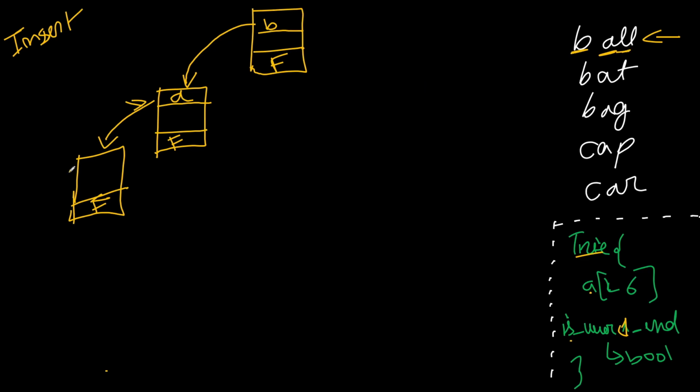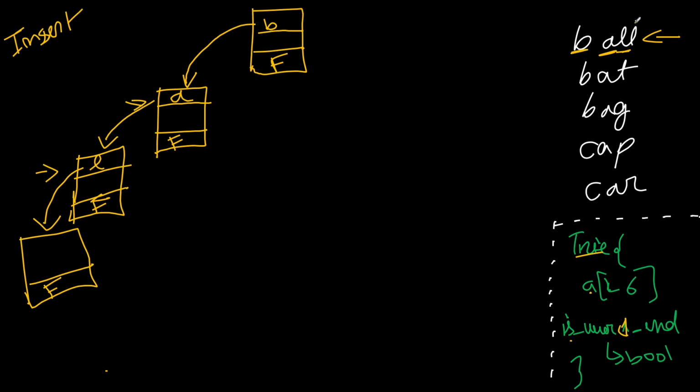Now L. From A we created a new reference node, and we are standing here. Since we don't have L here, we will add L, and a new reference node will be created from here, from L. It's a reference node to L, and this will also remain false.